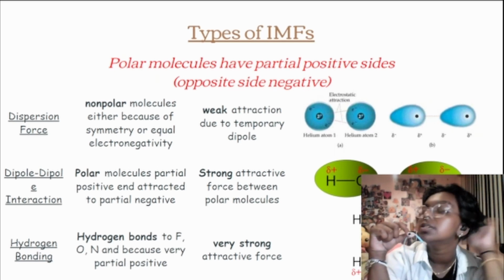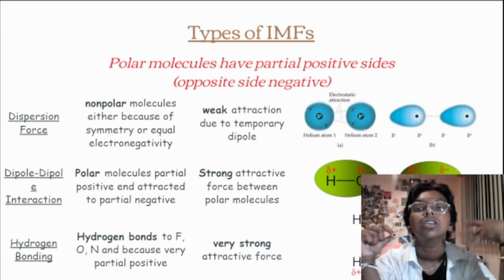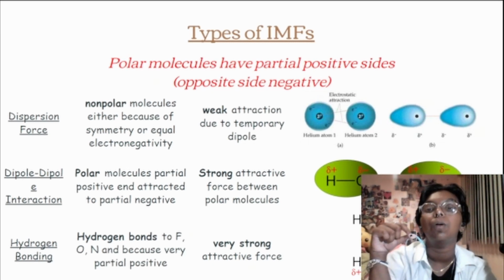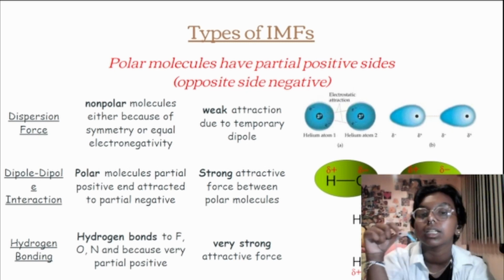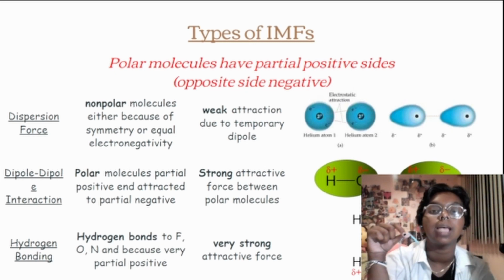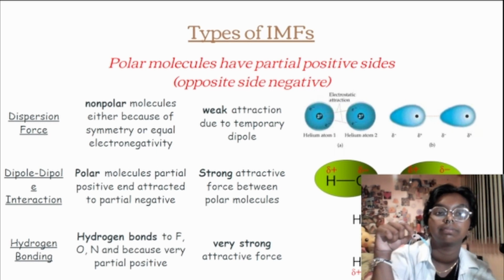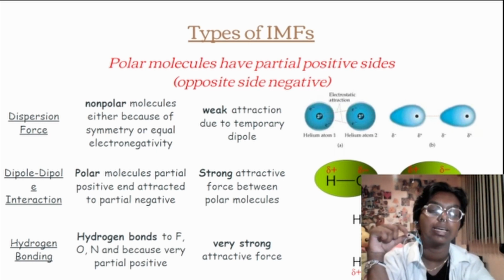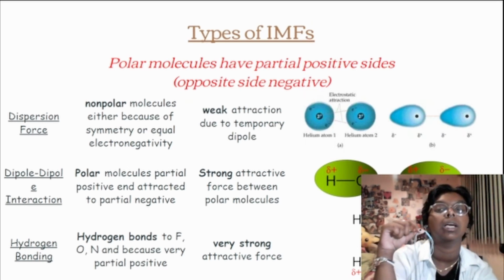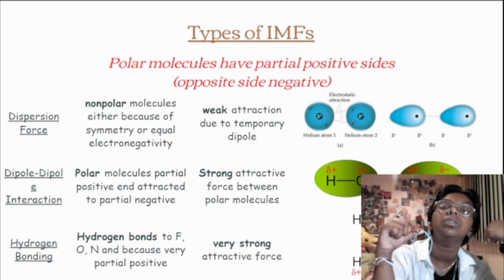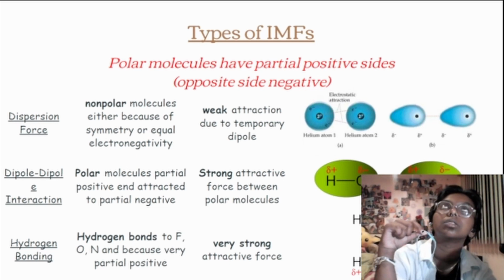Okay, dispersion forces are the weakest type of IMFs, so they occur in non-polar molecules, whether it's because of symmetry or because of the same electronegativity. They're very weak because there's a temporary dipole sometimes, out of nowhere, and it's a very weak attraction. Dipole-dipole occurs in polar molecules, so whether it be a polar covalent bond or an ionic bond, because ionic bonds are polar.